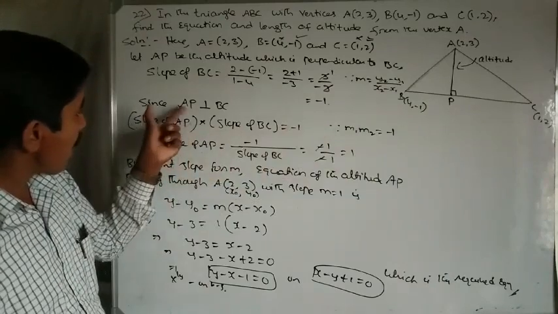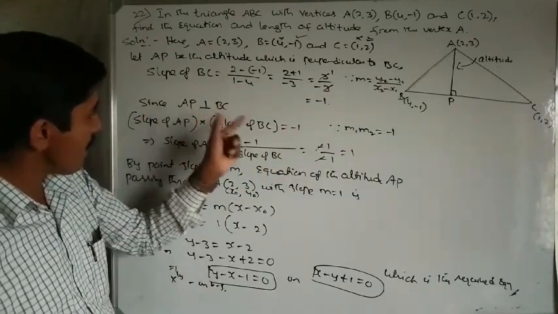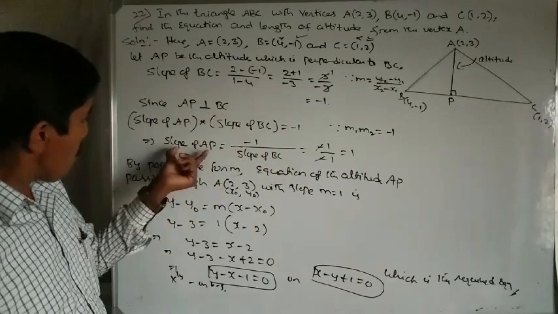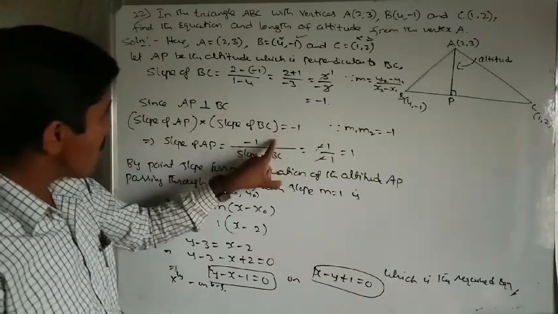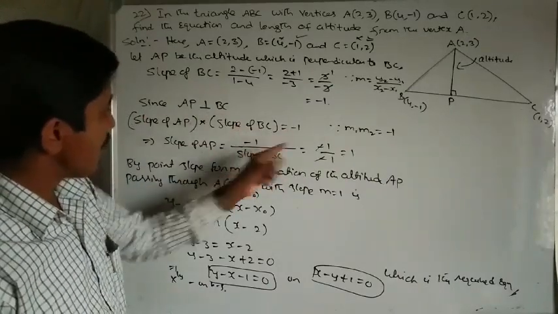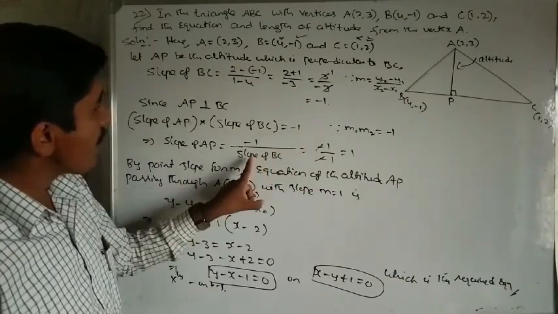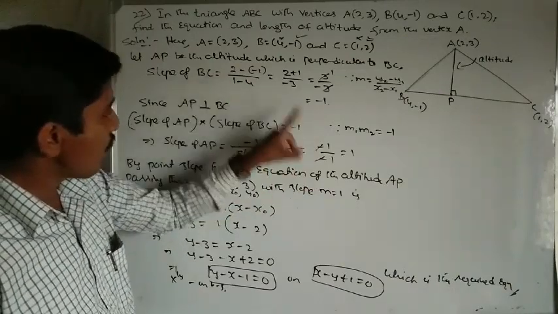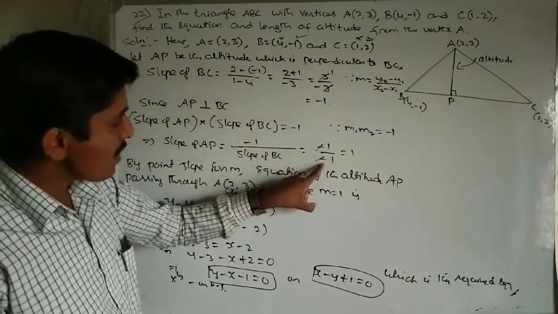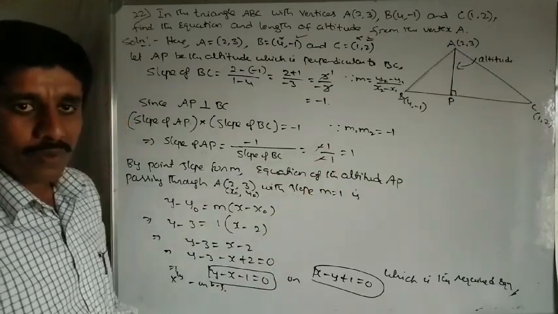That is, slope of AP into slope of BC is equal to minus 1. Slope of AP is minus 1 divided by slope of BC. Minus 1 divided by slope of BC is equal to minus 1. Minus minus gets cancelled, 1 by 1, 1.